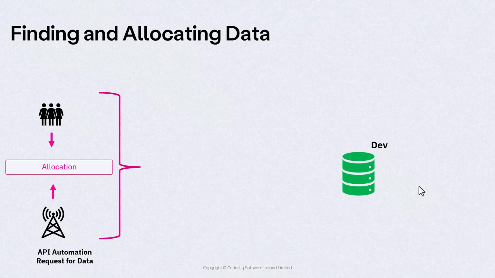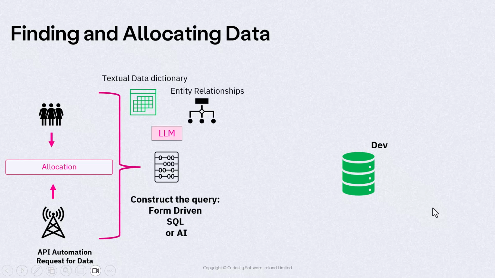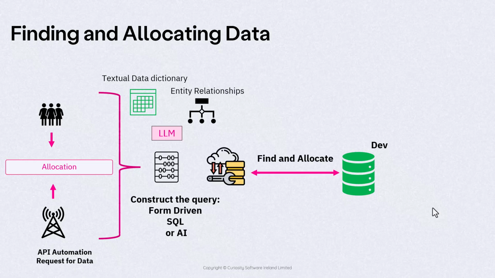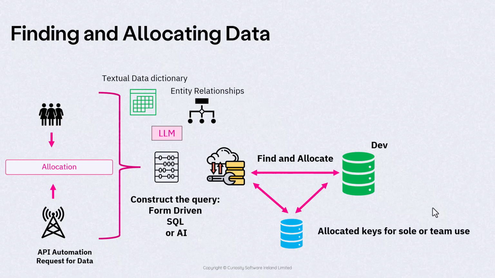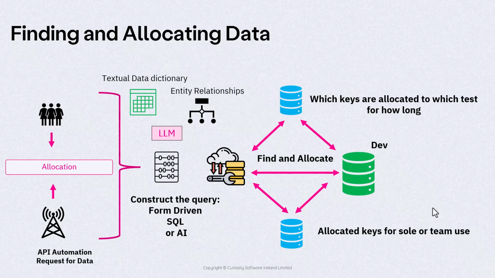So we're now going to move on to a very useful feature, which is finding and allocating data to tests. So you can request it through a form or through APIs, and we're basically going to connect to our development database. Now, what we're feeding into this is obviously the textual data dictionary that we've created earlier, the entity relationships, and we are going to put in requests via forms or directly with SQL or using AI. We then construct the query, and we will go off and search for rows with those characteristics. We'll then allocate keys for either sole or team use, and then we'll also decide on how long those keys are held for. So let's go and have a look.